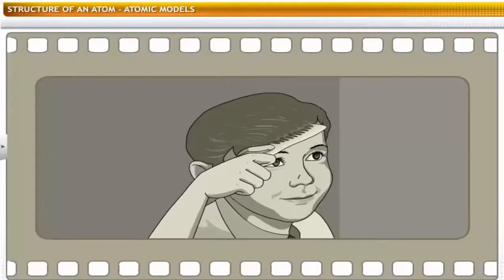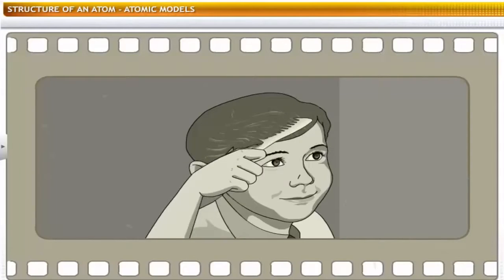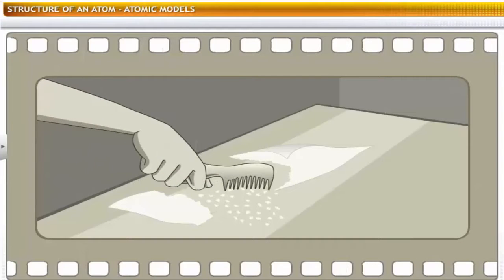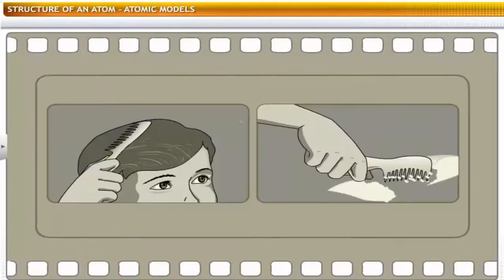Try combing your hair when it is dry, and then removing the comb over scattered bits of paper. You will find the pieces of paper get attracted to the comb. This is what happens when two objects are rubbed together. They become electrically charged. This is how the comb gets charged when you run it through your hair, and then attracts the pieces of paper.